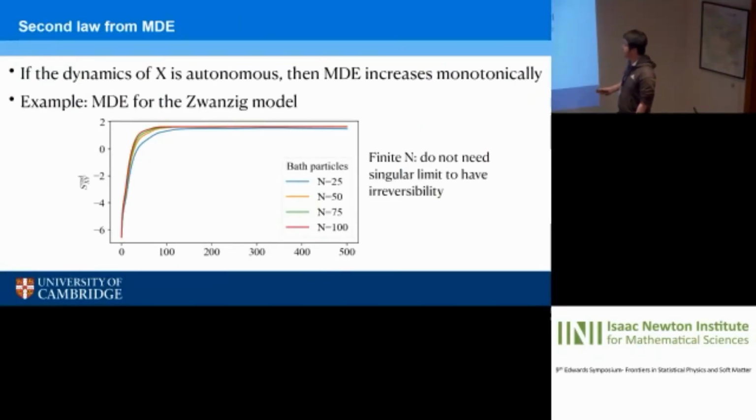And we can prove that if the dynamics of X is autonomous, then MD increases monotonically. This is of course true if X satisfies a Fokker-Planck equation. And we study the Zwanzig model and calculate the MD. It indeed behaves as a micro entropy. And here, even when the total system is finite, not very large, and even X is not strictly autonomous, MD still increases and shows irreversible behavior. So we don't need a very large system to have irreversibility.